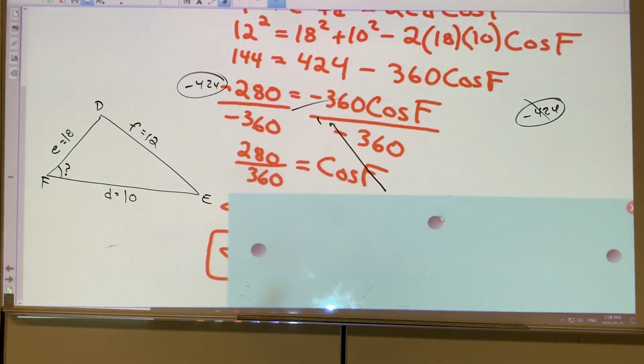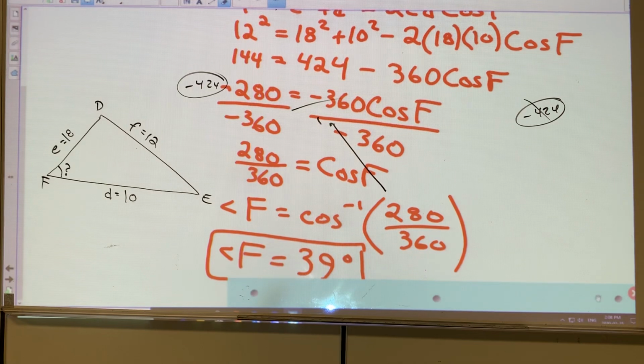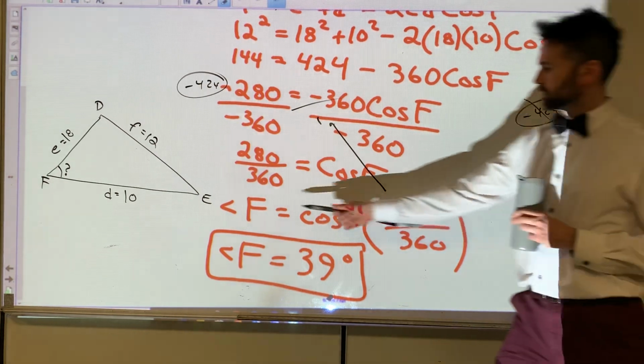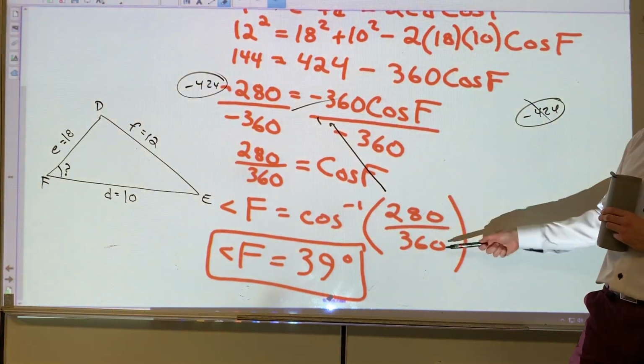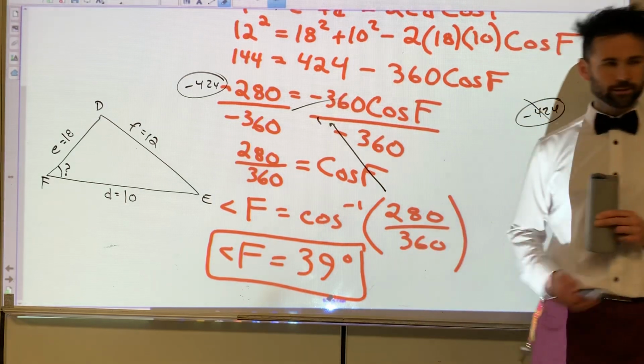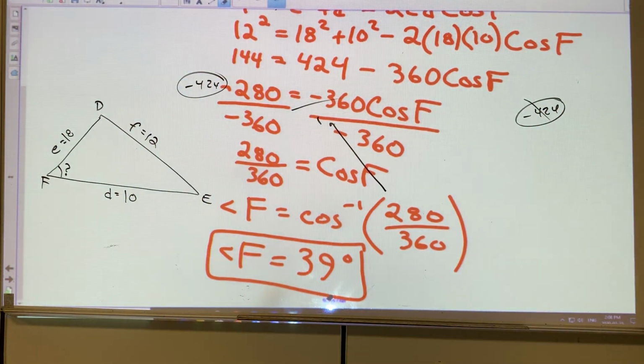I'm just going to scroll up a little bit. There it is. So I wrote angle F equals inverse cos of that ratio, popped it in on a calculator, and you'll get 39. Do we all agree? Excellent.